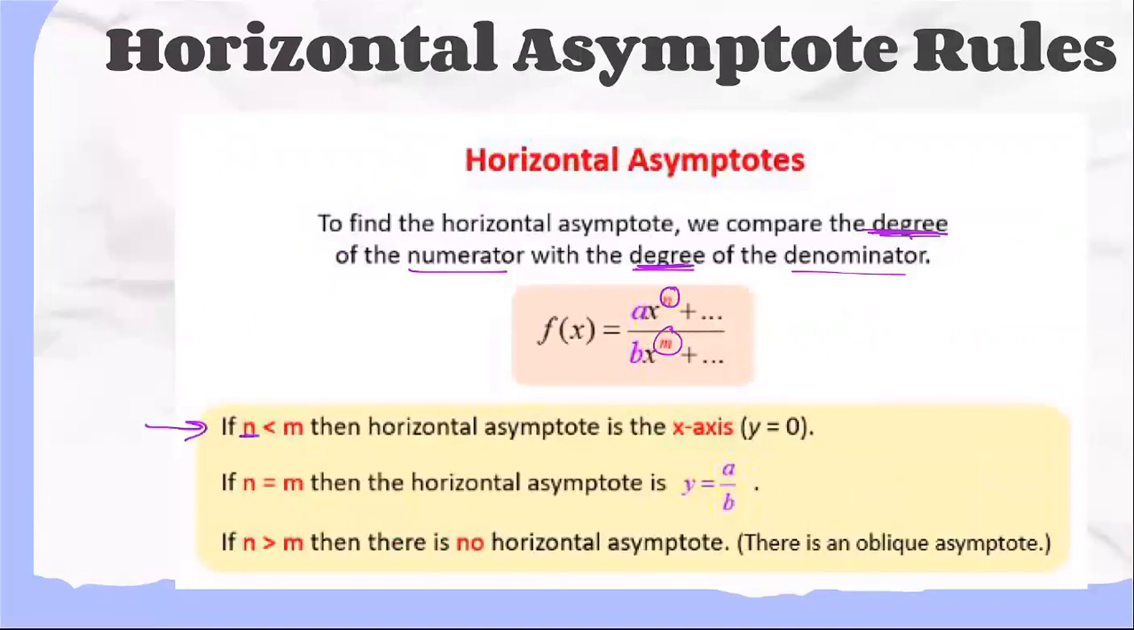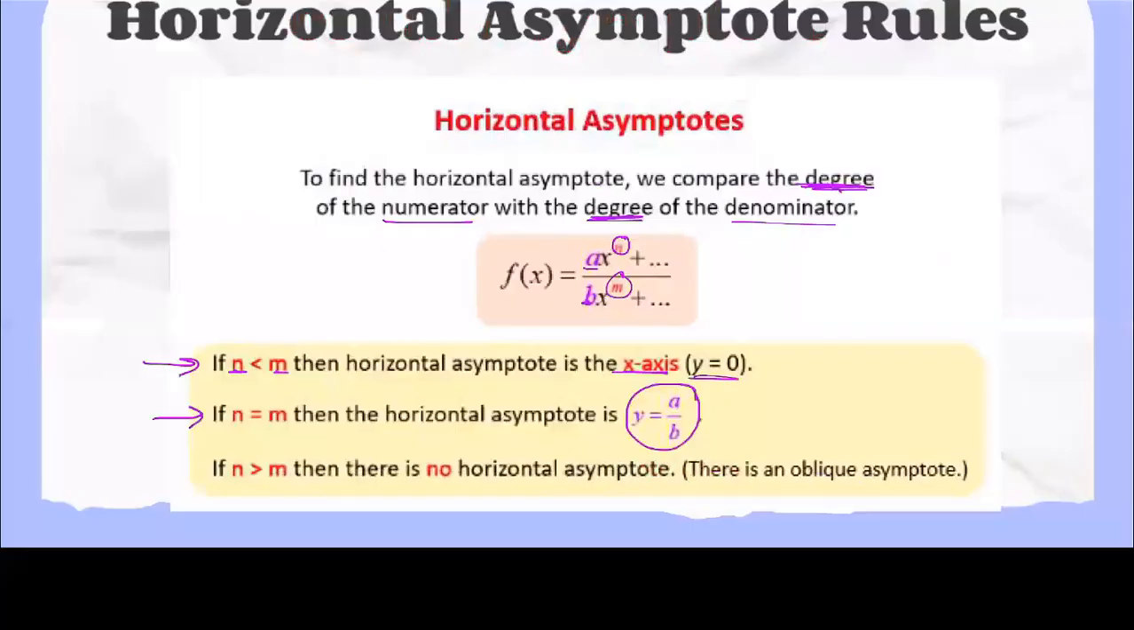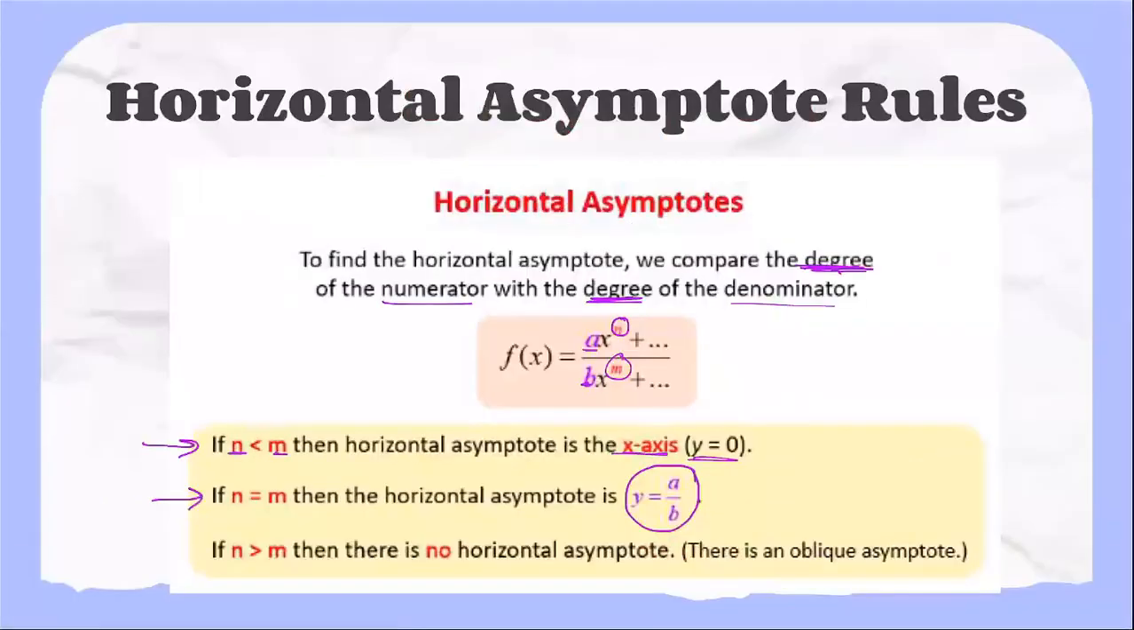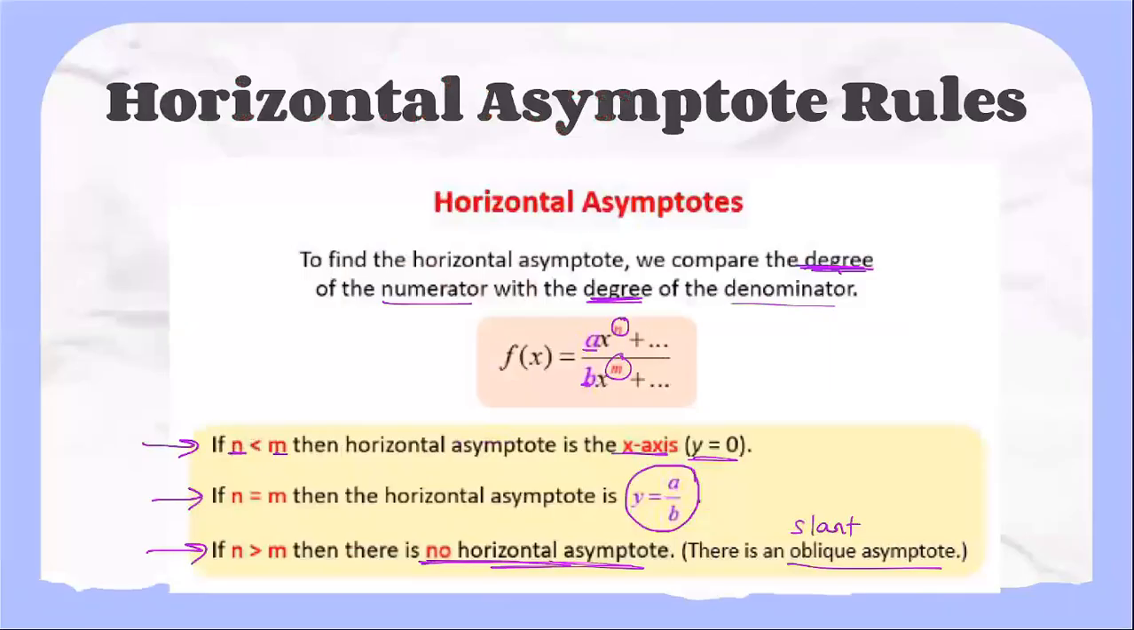If the degree of the numerator is smaller than the denominator, then the horizontal asymptote is the x-axis, or y equals 0. If the degree of the numerator is equal to the degree of the denominator, then the horizontal asymptote is y equals a over b, which are their leading coefficients. So you take the leading coefficients and divide them. And if the degree of the numerator is greater than the degree of the denominator, there is no horizontal asymptote. There's what's called an oblique asymptote. It's also called a slant asymptote, and we'll look at those in a little bit.